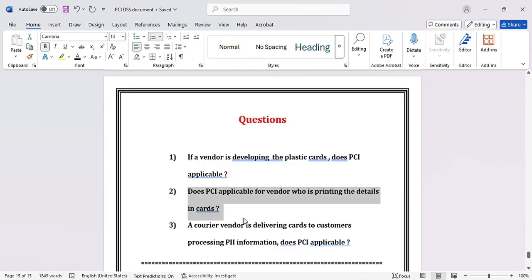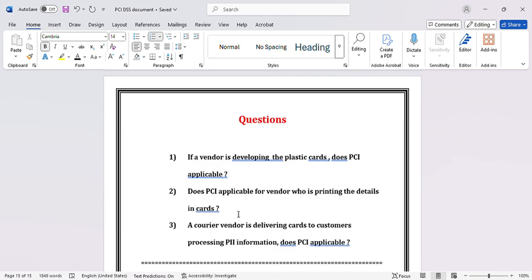Next question: does PCI DSS apply to a vendor who is printing the details on cards? Printing details like the PAN, expiry, the CVV number, and your name on the cards. So is PCI applicable for a vendor who is printing the details on the plastic cards?